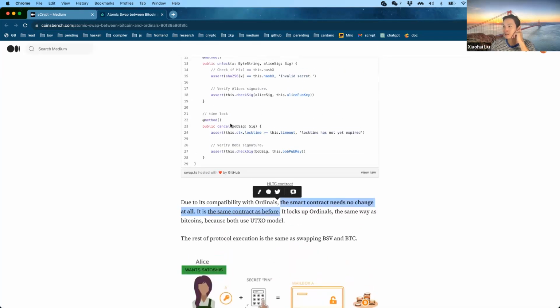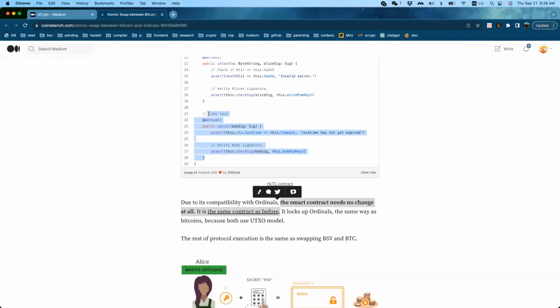For this kind of contract, if everybody follows the protocol, it's good. But what if something goes wrong, right? So a lot of times you have this kind of time lock as an escape hatch. If people don't behave honestly, people have a way to get refunded. Okay.